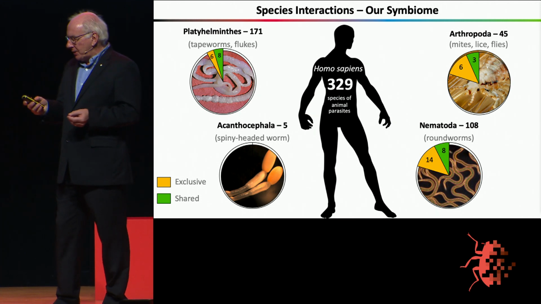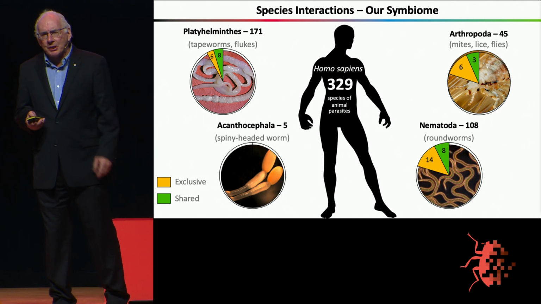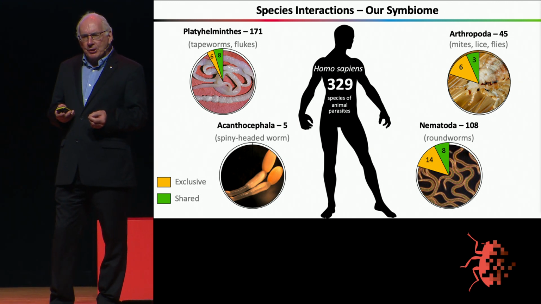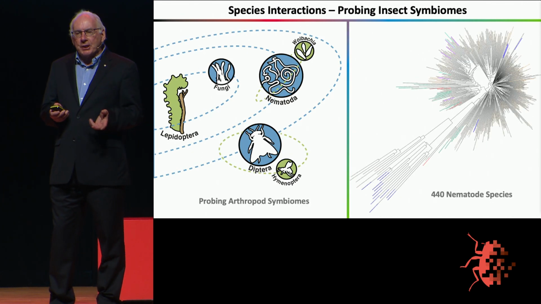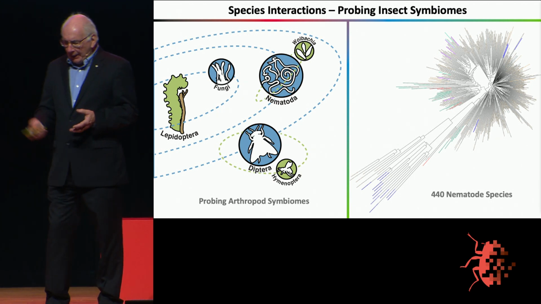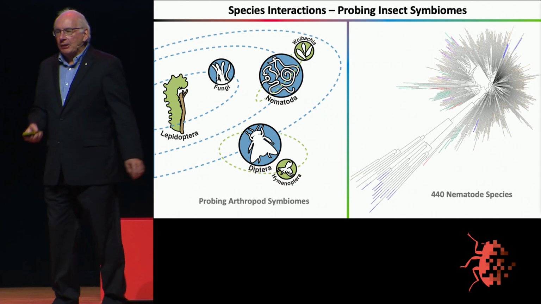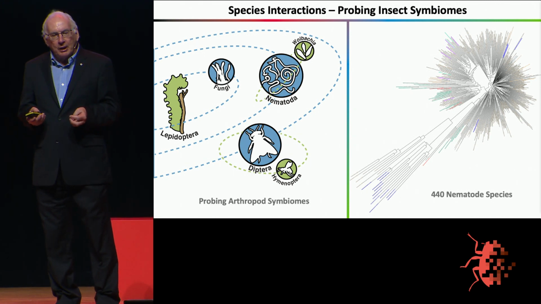In our own species, these things are going to be complex. 329 species parasitize us. 10% of them are only known from humans. So get ready for complexity. We've started work on insects. That's going to be an early thrust because they're tiny and you can work with them quickly. And we found nearly 500 species of nematodes just in a quick scan that mainly were unknown.